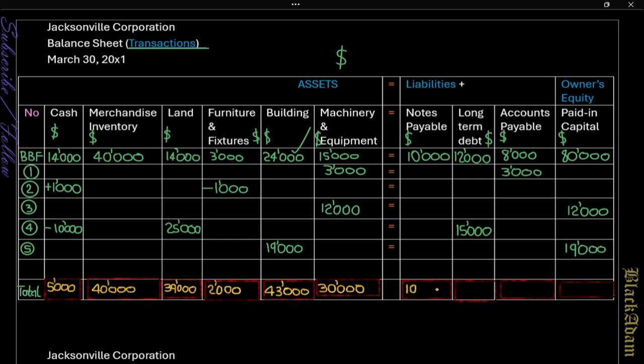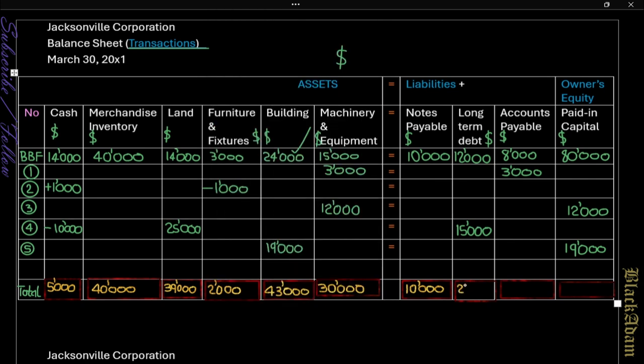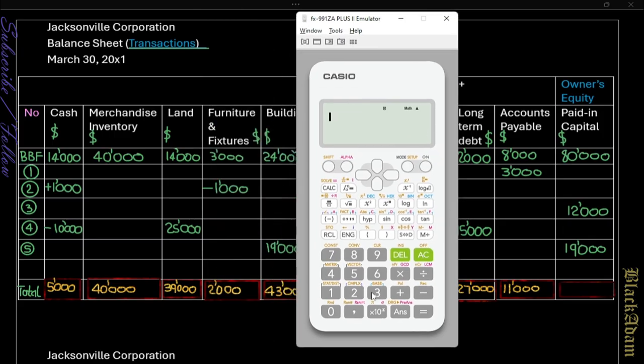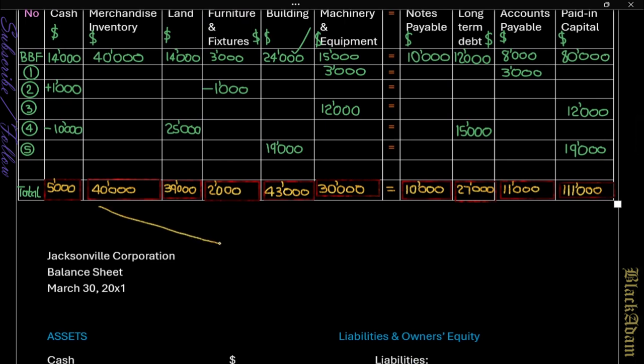It's 10,000 because nothing changed there. For the notes payable, there's no transaction that could change that. And then we have 12 plus 15 giving us 24,000. That's 27,000 actually, $27,000 for long-term debt. And for accounts payable, we have 8 plus 3 giving us 11, which is 11,000. And then we have 80 plus 12 plus 19 in paid-in capital, that gives us 111,000. Okay, so now we need to see if it balances.